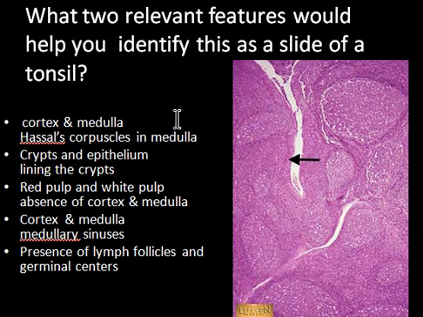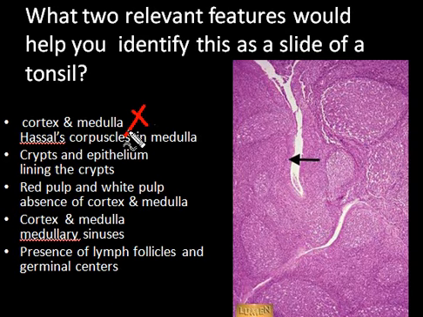Now, when you look at these critical thinking videos, make sure you really understand what I'm saying and look at these questions carefully, because here I'm also giving you an idea of how you should answer in your tests and what you should be looking for. So let's look at the first one, which says cortex and medulla and Hassall's corpuscles in medulla. Now this obviously is not the right answer because this is something that is seen in the thymus.